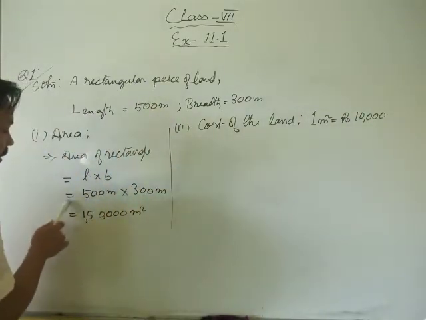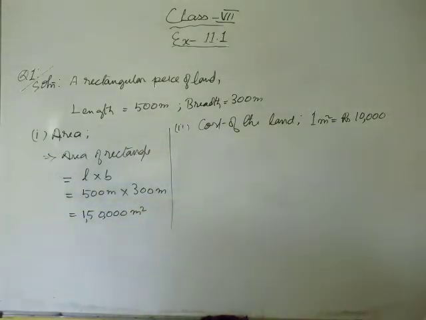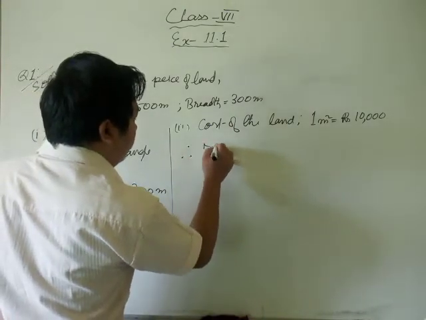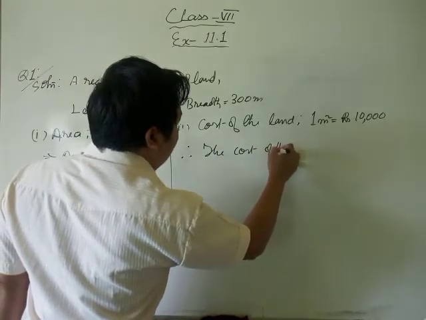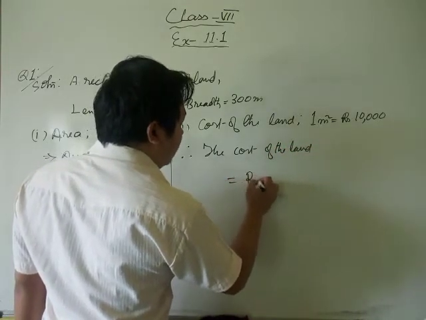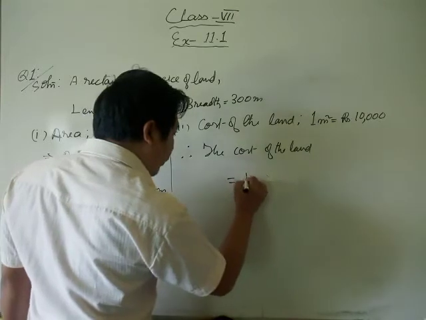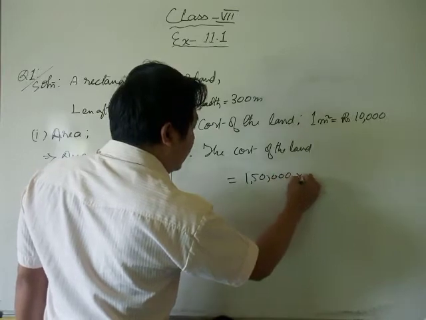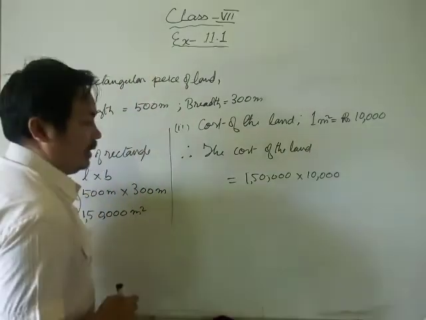But here how many square meters? 15,000 square meters, isn't it? So therefore the cost of the land is equal to 15,000 into 10,000. So we have to multiply this, isn't it?